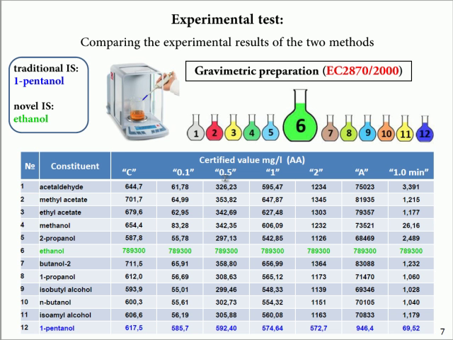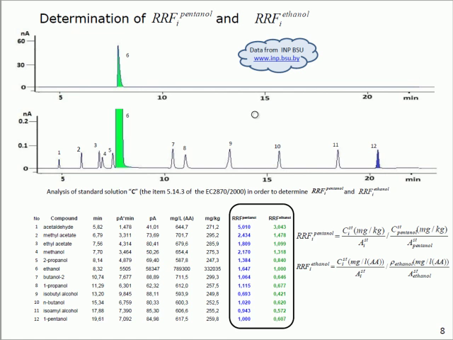And now it is time for the technical part, to show the experimental results. The first step was the preparation of a standard solution for the calibration of the chromatograph. The weight method prepares a solution that contains all the designed impurities, including ethanol. Finally, we obtain a standard solution with known concentration of each individual component in the desired units of measure, milligram per liter of absolute alcohol. Determination of RRF was made according to EC 2870-2000, both to ethanol and to propanol, in order to compare the obtained results.